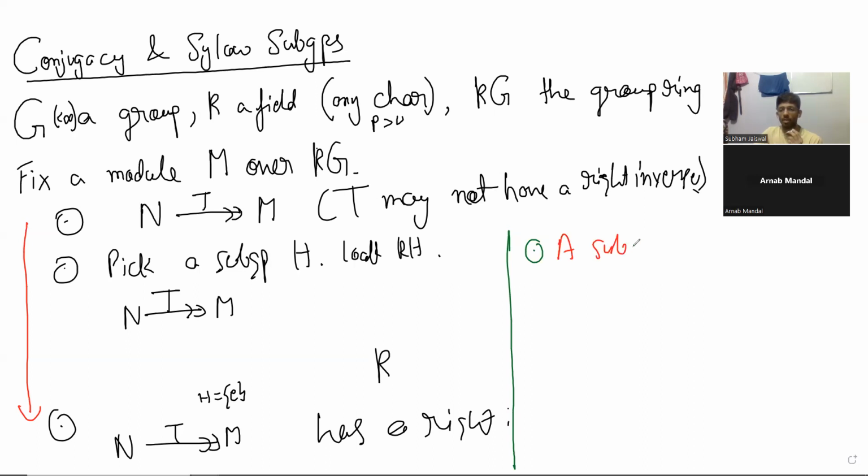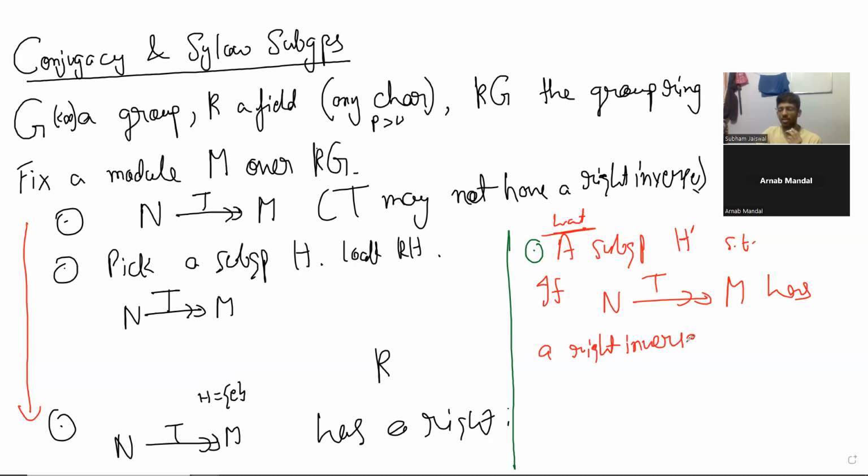a subgroup H, or maybe H prime, such that we want a subgroup H prime such that if this same T has a right inverse, this is called a retraction, has a right inverse in this, then T has the same right inverse in kg. Because going down, the right inverse will remain, so there's no need of talking about that.